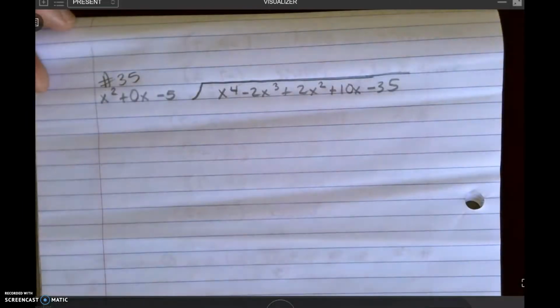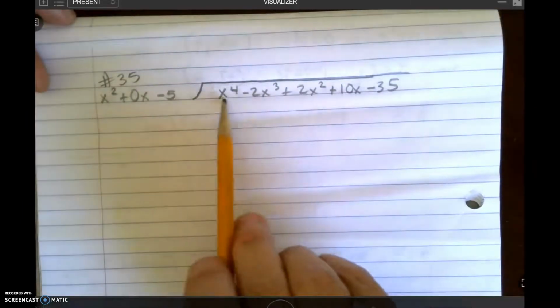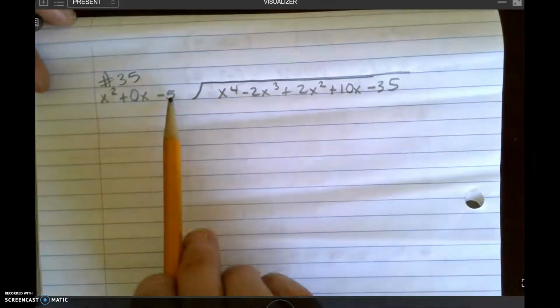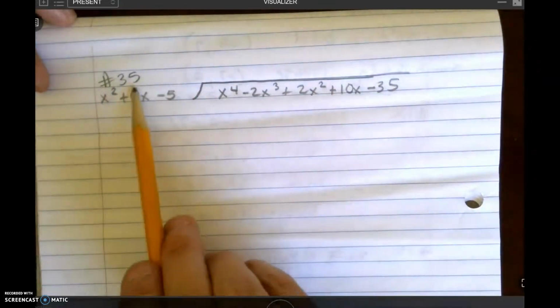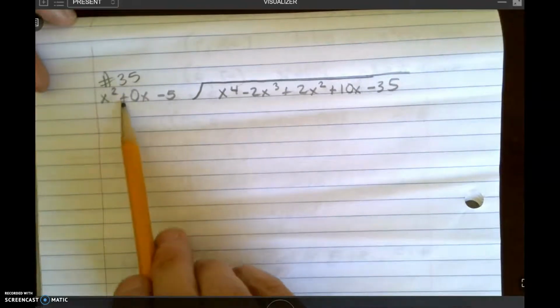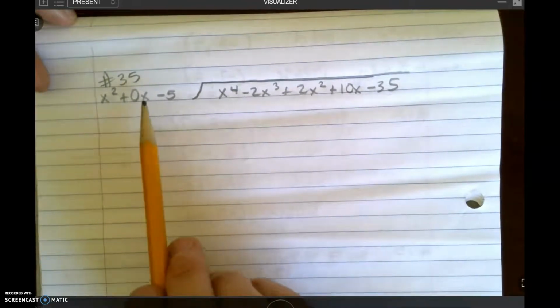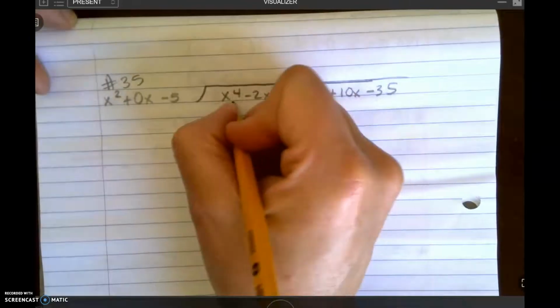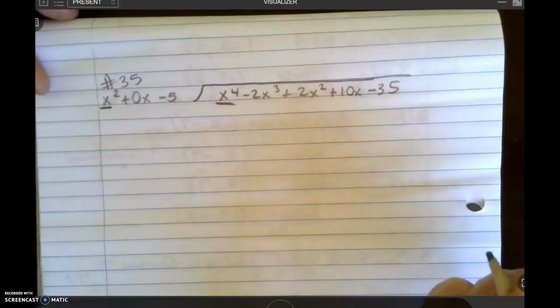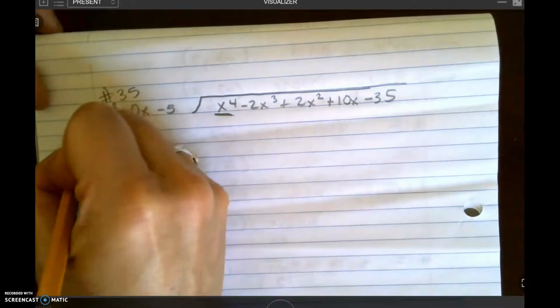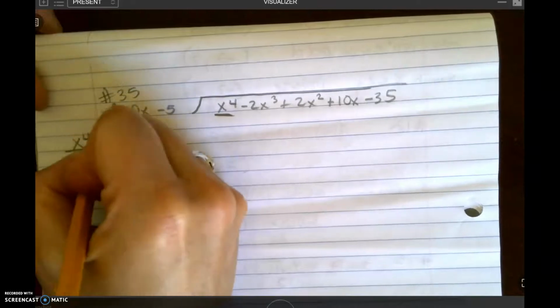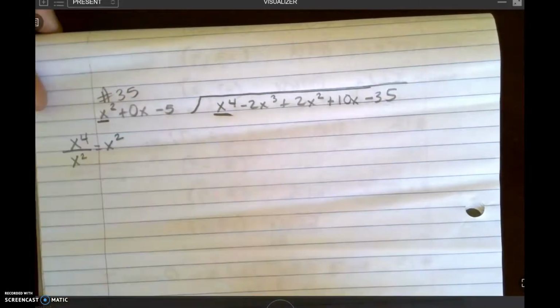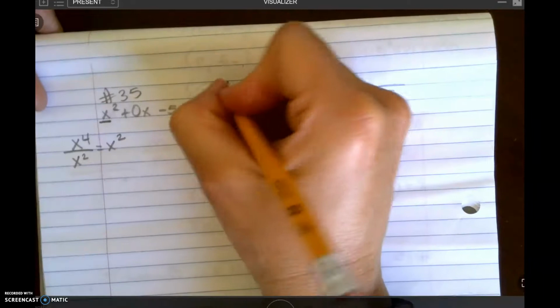Okay, so for number 35, we're asked to divide this polynomial by x squared minus 5. Notice that I had to put a placeholder here where there's no x value. And when we divide, we always focus on the first. And I ask myself, what is x to the fourth divided by x squared? And I get x squared. So that goes up here.